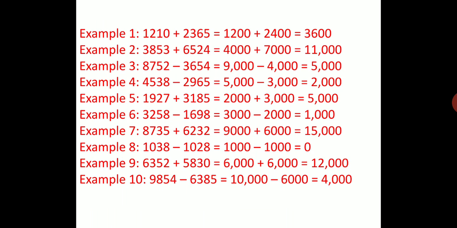Now you can see example number 8, 10,038 minus 1,028. Now 1,000 minus 1,000 is equal to 0. Now example number 10, 9,854 minus 6,385. The answer comes here, rounding off is again done in thousands, so it comes 10,000 minus 6,000, which is equal to 4,000.